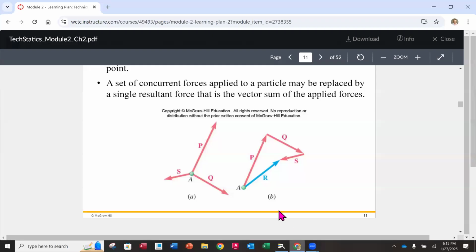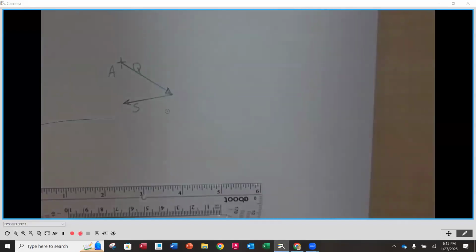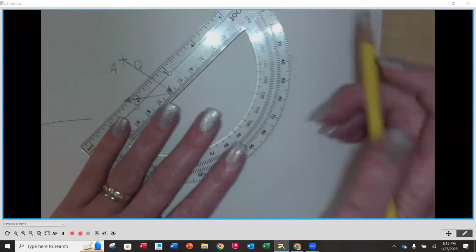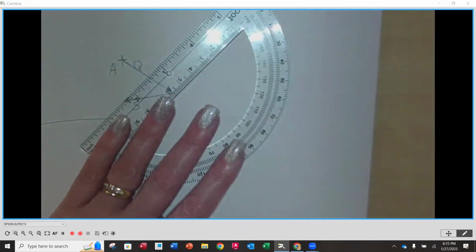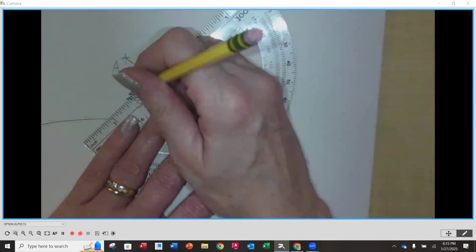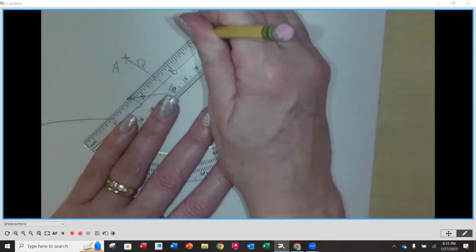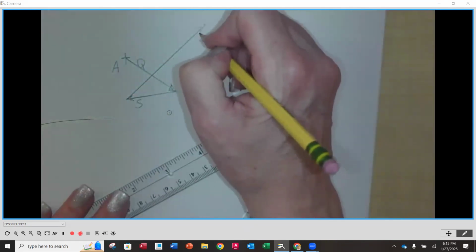So now the last one that I have here is P. P's tail is going to start at the tip of S, and it is going to actually cross over. That's okay. Don't worry about that. They can cross over. Sometimes they do. So here's my P going up and to the right.